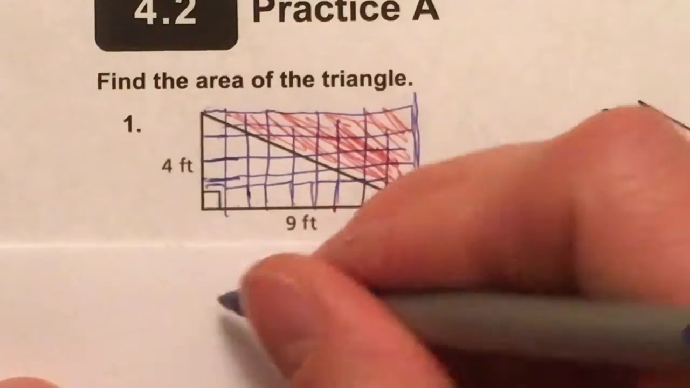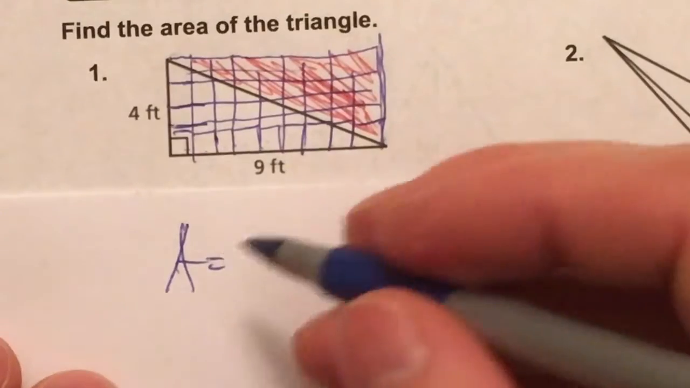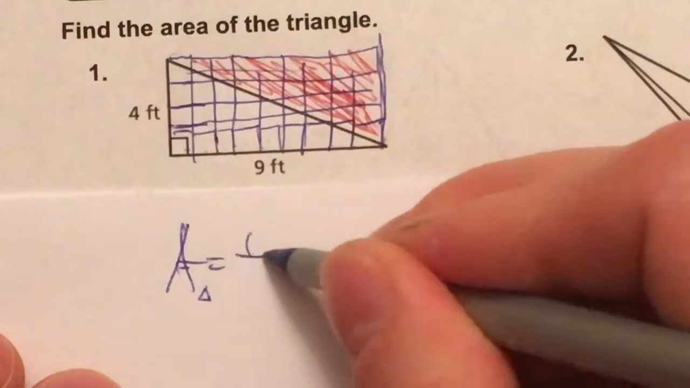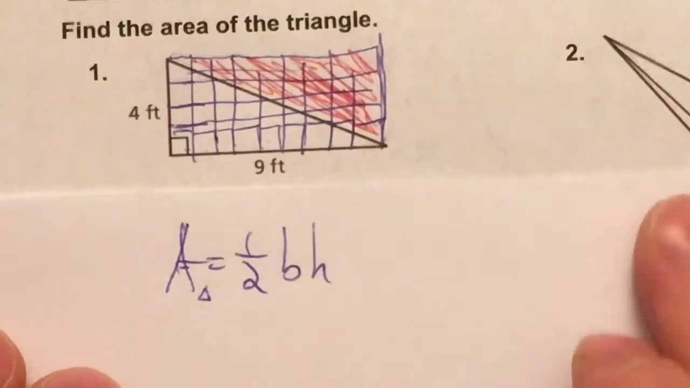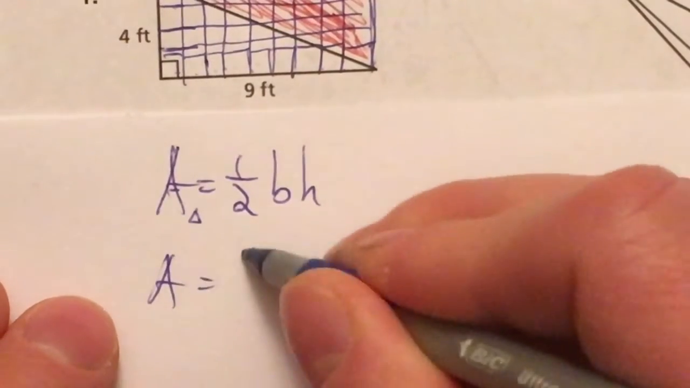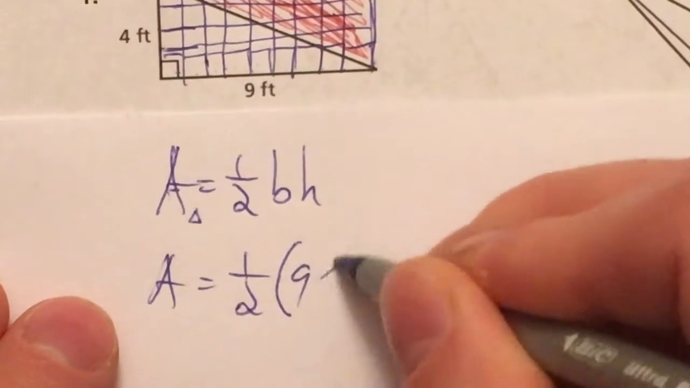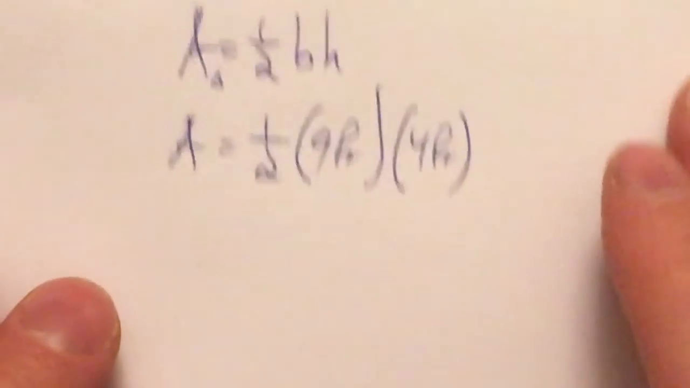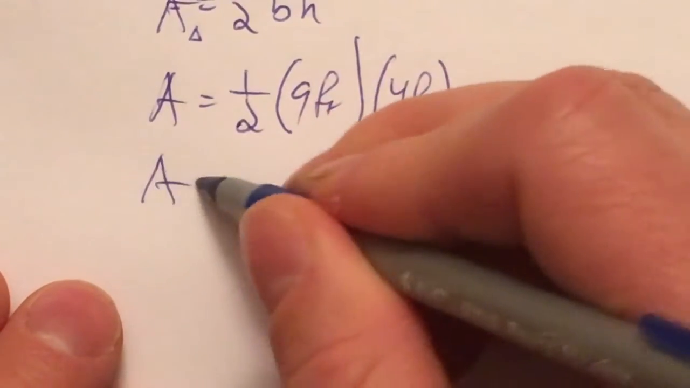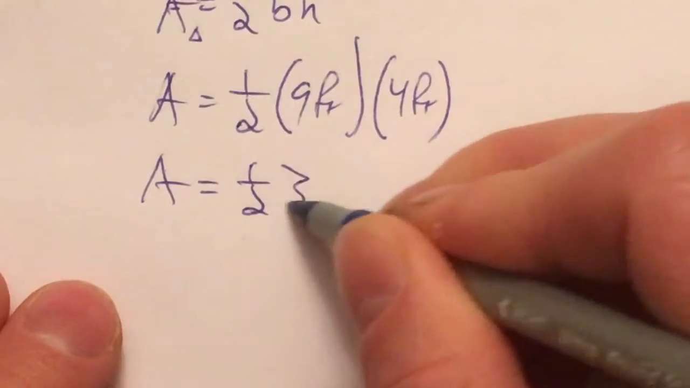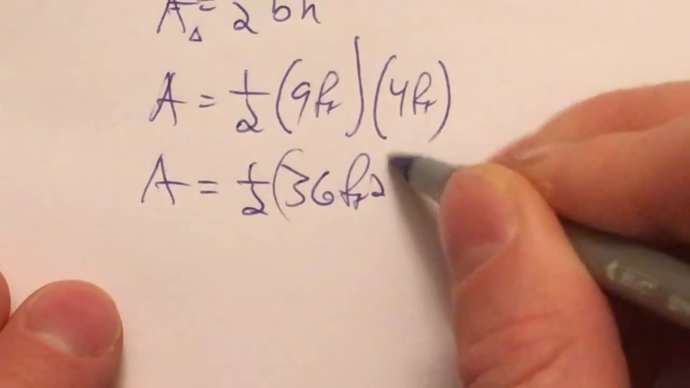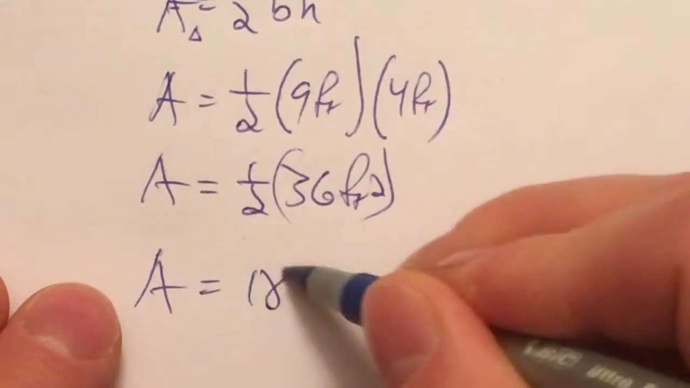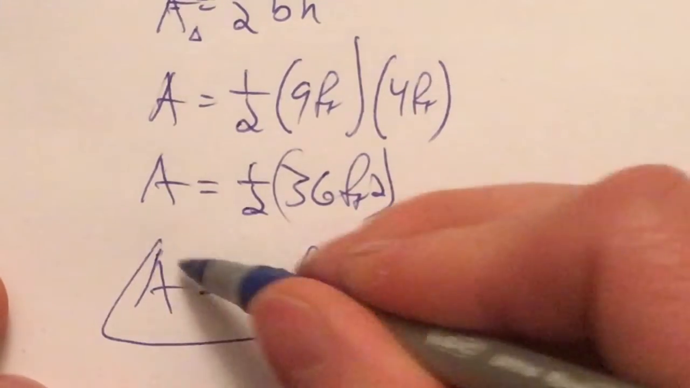So mathematically, the way we show this is the area of a triangle. And if you want to put a little triangle symbol down there, you can to show that we're doing the area of a triangle. It's going to be half the base times the height. And so the base is 9 feet, and the height is 4 feet. 9 feet times 4 feet is 36 square feet. And half of 36 is 18, so 18 square feet is our area.